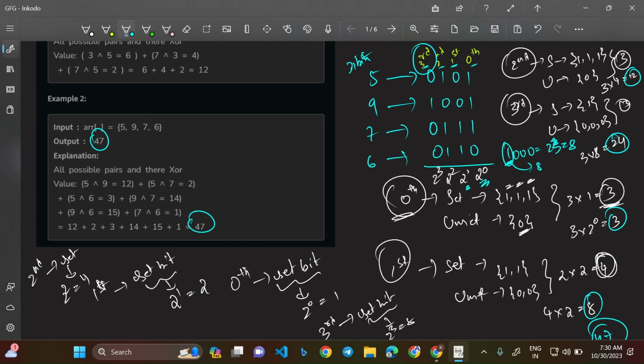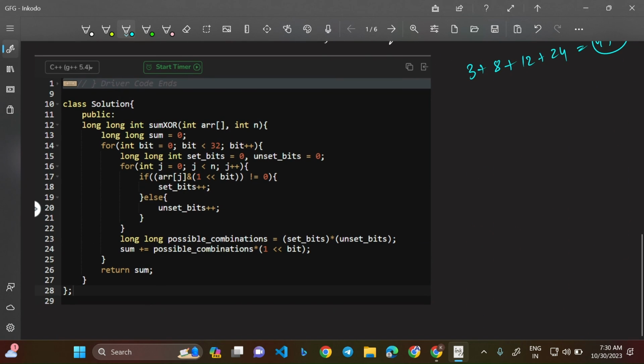So I've explained everything in grassroots detail, what the bits are and how we are using them to find this particular answer. So now let us go through the code. Firstly, long sum equal to 0, and for int bit, starting from the 0th bit till 31, okay, 31, 30, 29, so on till the 0th bit. And set bits equal to 0, unset bits equal to 0.